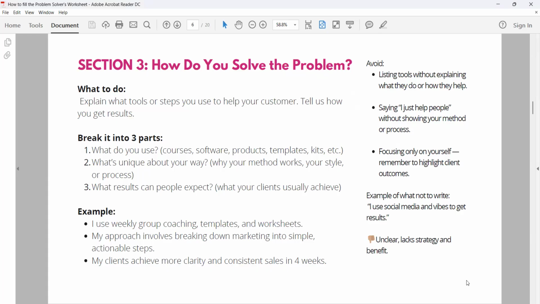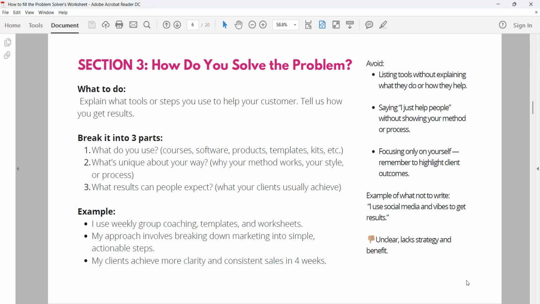We are going to see some examples, but before we dive in, avoid listing tools without explaining what they do or how they help your customer. Avoid saying, I just help people, without showing your method or your process. Nobody will buy from you. Avoid focusing only on yourself. Remember, your customers are the ones we are talking about.